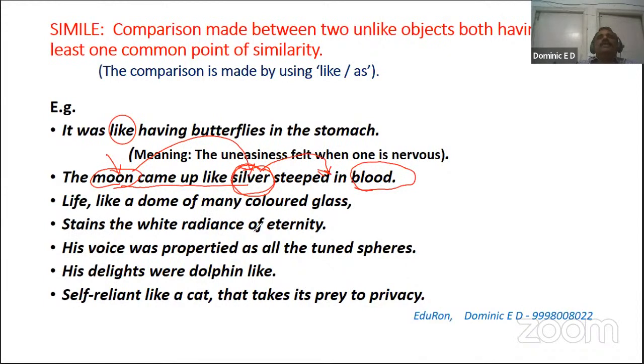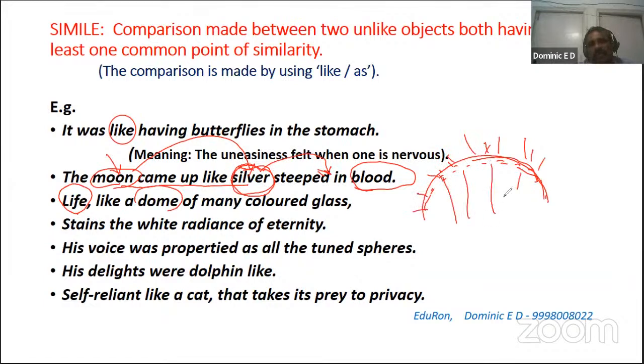Life like a dome of many colored glass stains the white radiance of eternity. Here the poet is comparing life to a dome. This dome is colored with so many glasses of different colors. So when the rays of the sun fall on the dome, those rays will reflect the colors. So life, like a dome of many colored glass, stains the white radiance of eternity.